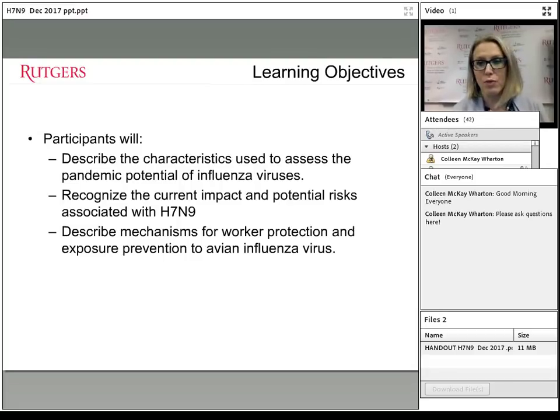So the learning objectives for today are that after today you'll be able to describe the characteristics used to assess the pandemic potential of influenza viruses. You'll be able to recognize the current impact and potential risks associated with H7N9, and you'll be able to describe mechanisms for worker protection and exposure prevention to avian influenza virus.